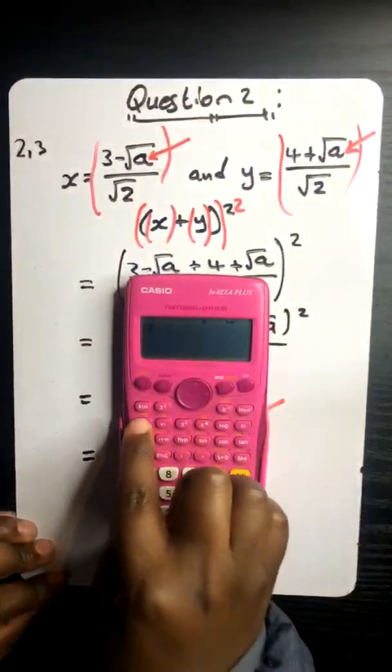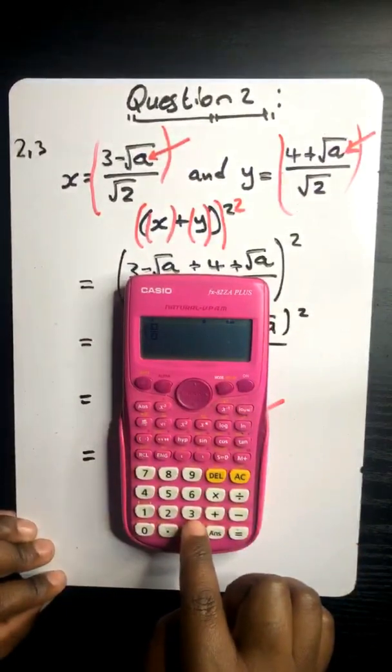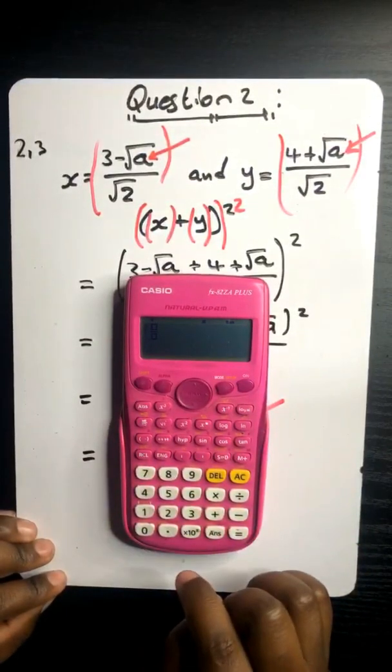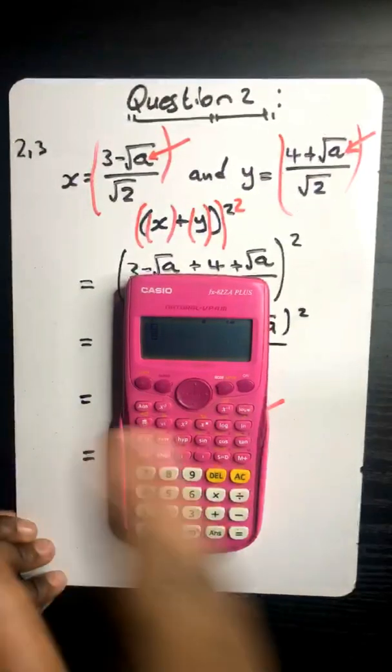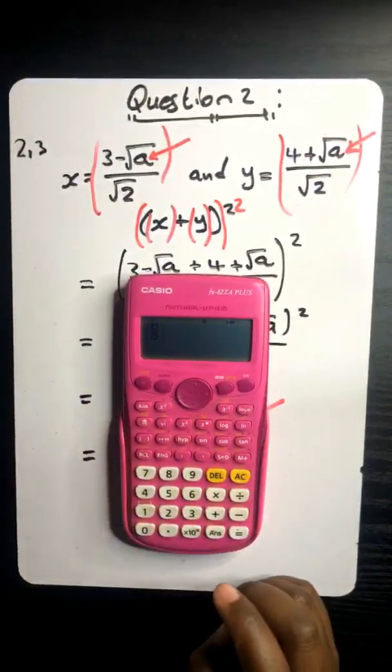You open bracket, substituting an A. What number is substituting an A?